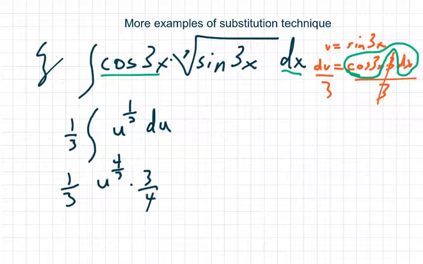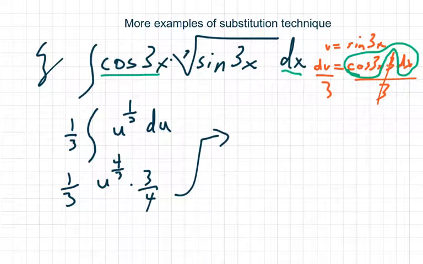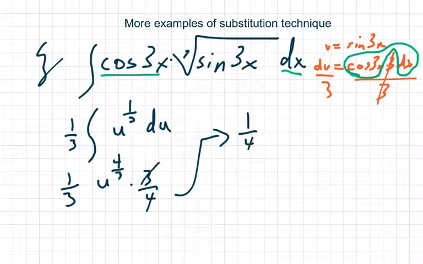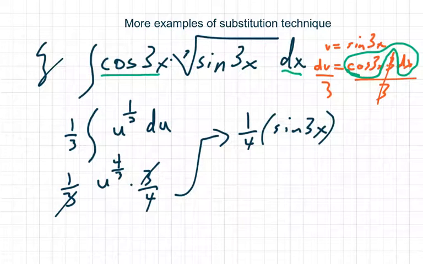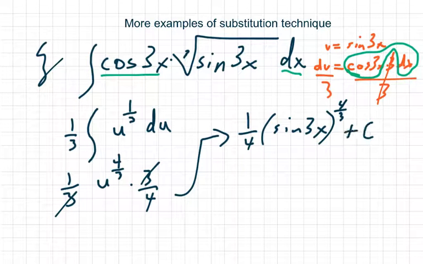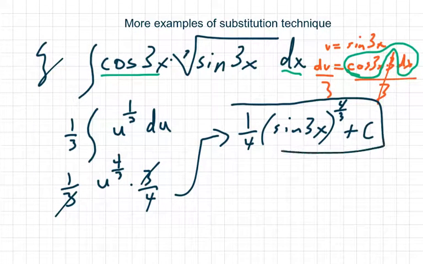We get 3/12. Well, 3/12 reduces to 1/4, I guess. So maybe I won't put 3/12. So I'll just say 1/4 because this cancels with this one. And then our u is sine 3x to the 4/3. And if you put that into radical notation, that is 100% fine. So there's your answer, like so. Okay. Hit pause, finish those notes, and go on to the next example.